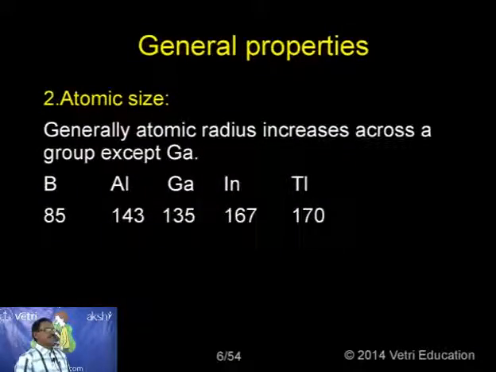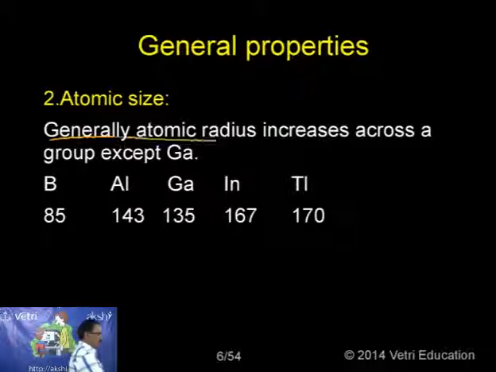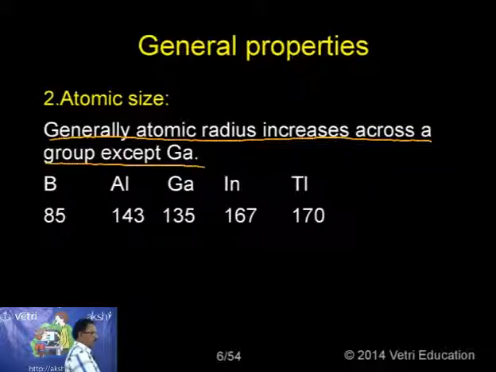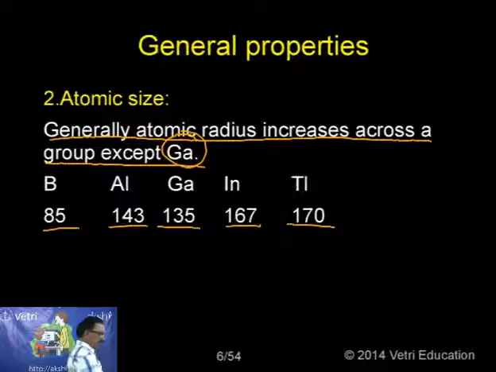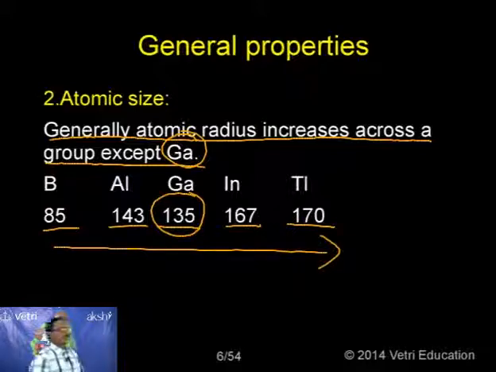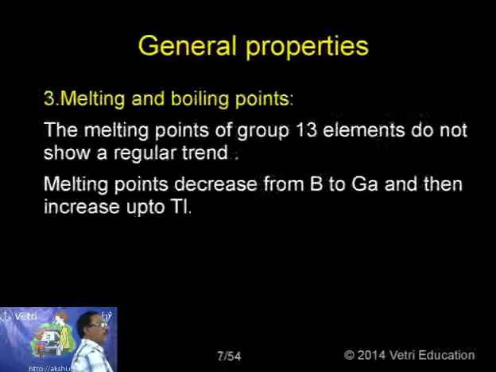Coming to the atomic size. We know that generally in the periodic table, atomic size increases down the group and decreases across the period. So under the boron family, let me compare. Generally, atomic radius increases down the group, except for gallium. I am giving the values here in Angstrom units: 85, 143, 135, 167, 170. So the exception is only gallium, 135. Otherwise, it keeps increasing. This is the interesting information regarding the boron family.